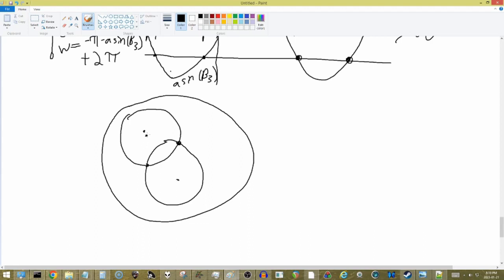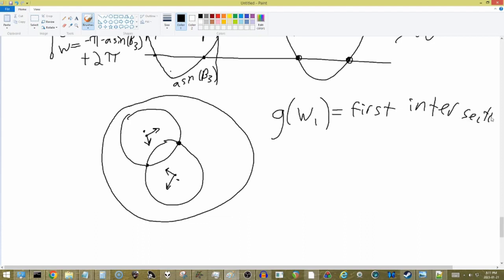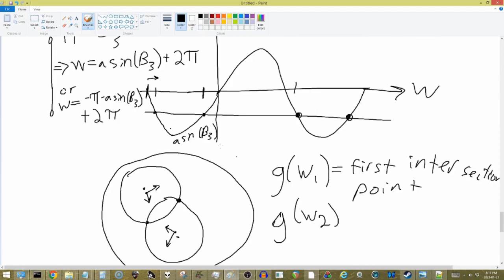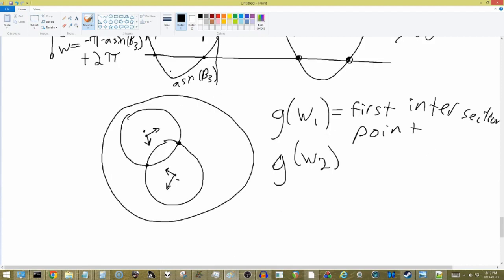Basically, if we think of the point below, we had the 2 orthogonal unit vectors. We don't know which way they are pointing, but we know we have the equations of the circles of equal altitude. If we go back to our equation, G of W1, that's the first possibility for W, equals the first intersection point, and G of W2 equals the second. This would be W1 and this would be W2 or whatever, doesn't matter.